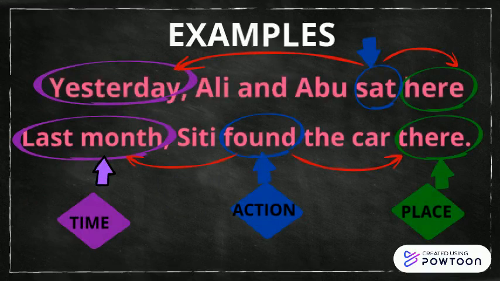The blue color shows actions and the green color shows adverb of place, as in where the action happened, and the purple color shows adverb of time, when the action happened.